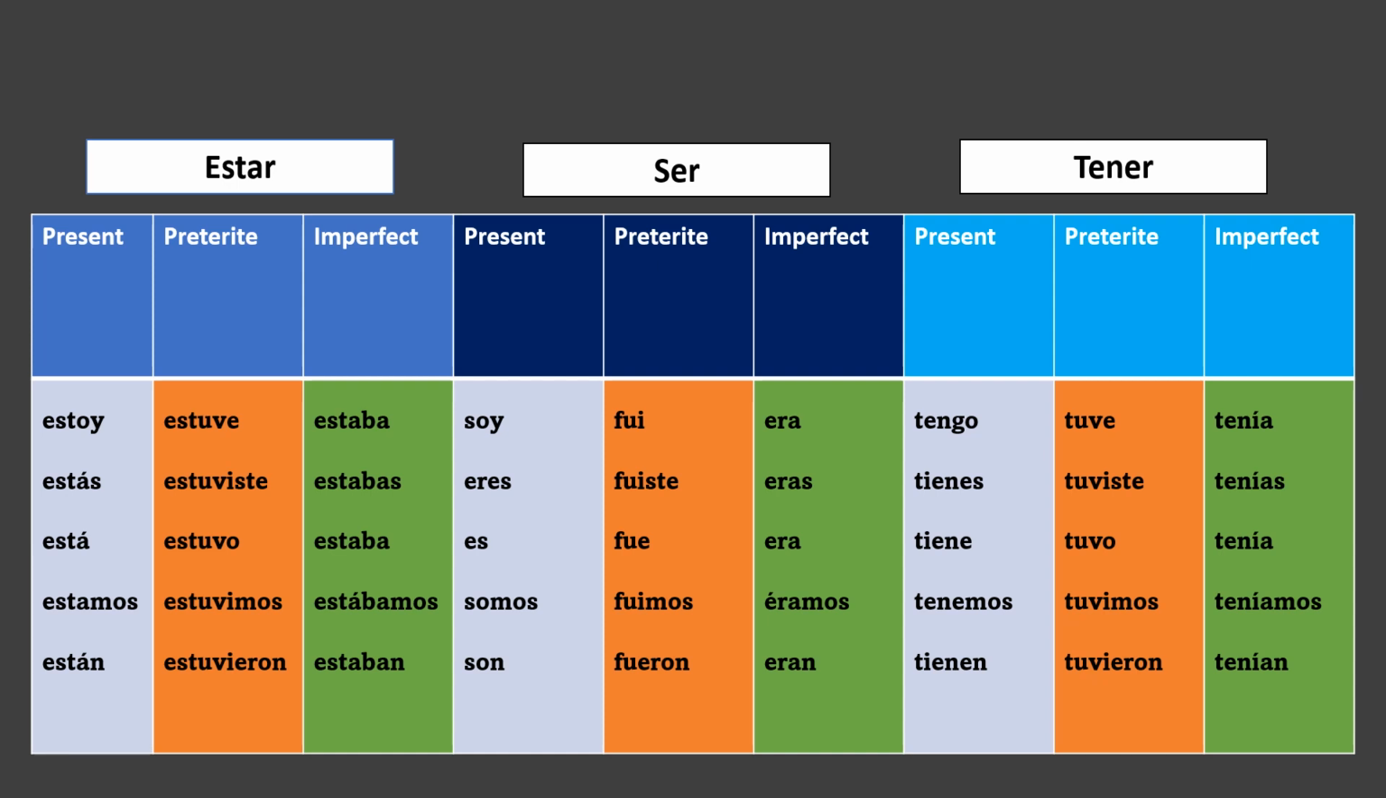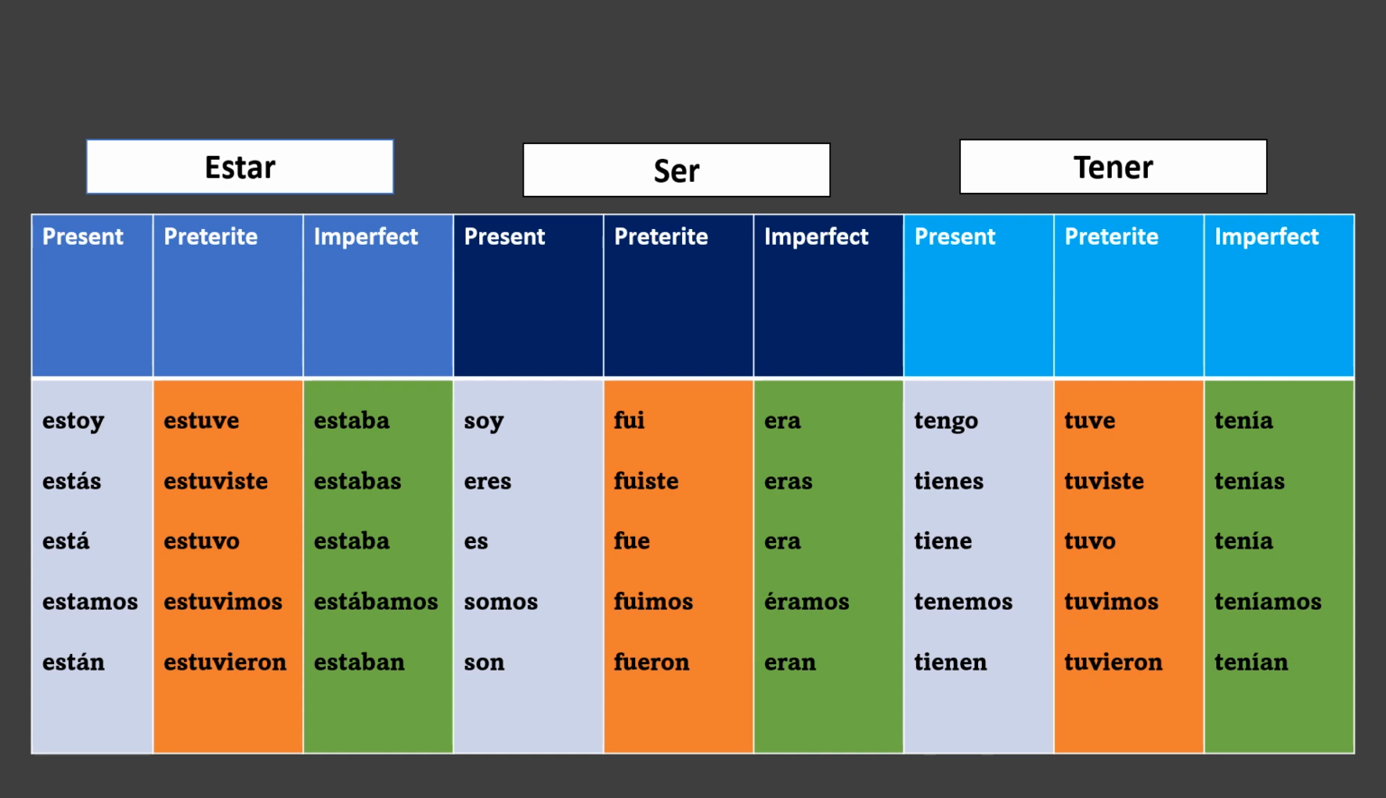Nosotros, first person plural, we. Nosotros or nosotras, and third person plural, ellos or ellas, they. As well as you all, second person plural, ustedes. Okay, you all. So that's the present tense.